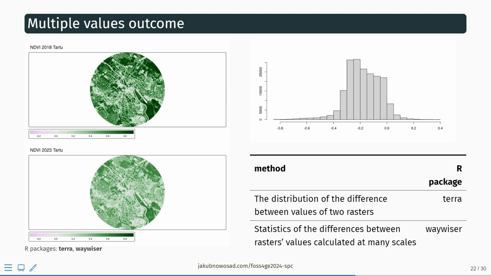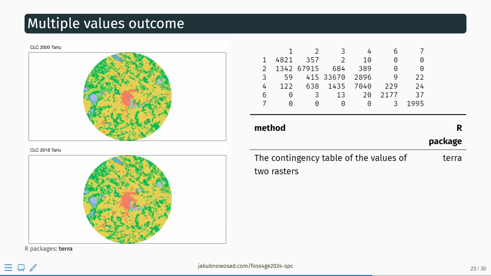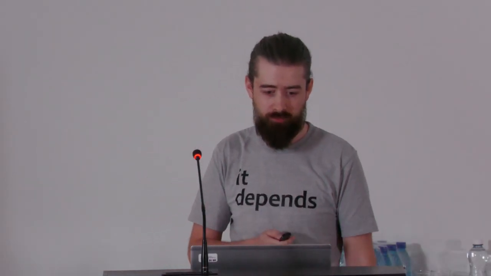And the last group is about multiple values outcome. So here, I just show you the simplest one. So basically, I just calculated, or show you, the histogram of the differences. But we can think of many others. So a lot of methods I showed you before, we can calculate, for example, a few landscape metrics, and then we'll also have a vector of values. Or we can calculate something on multiple scales. So this is what the Waywiser package does, basically calculates different metrics on different scales, and then we have a vector of values instead of one value. For categorical raster, we can have the contingency table, or there are other methods that we can use. We can also have some spatial signatures that we can compare.